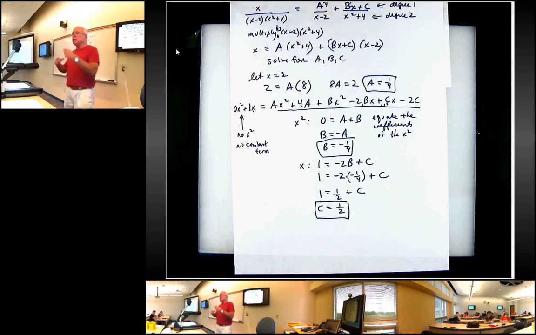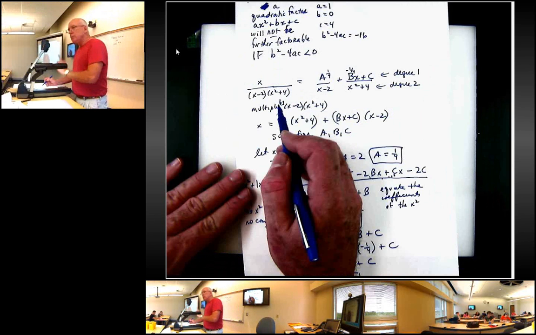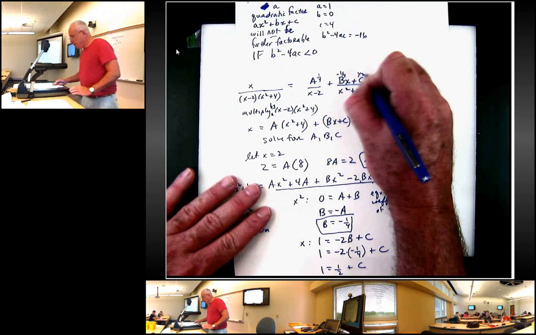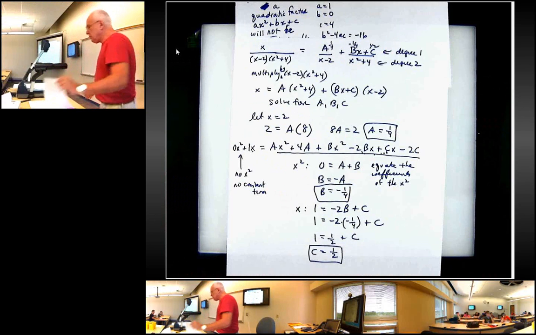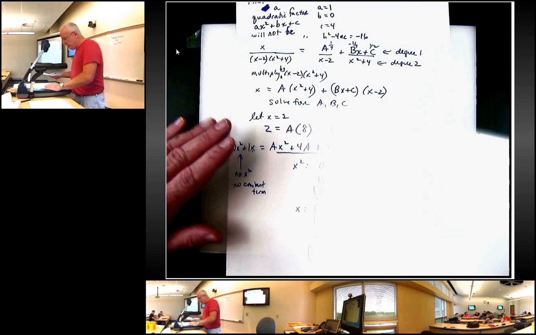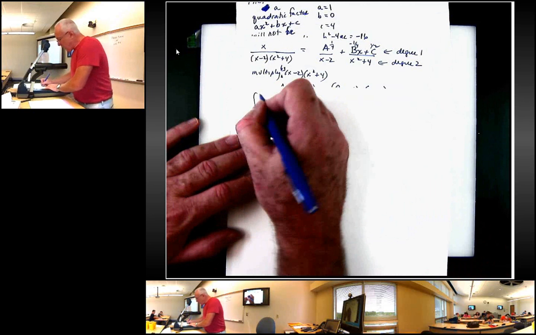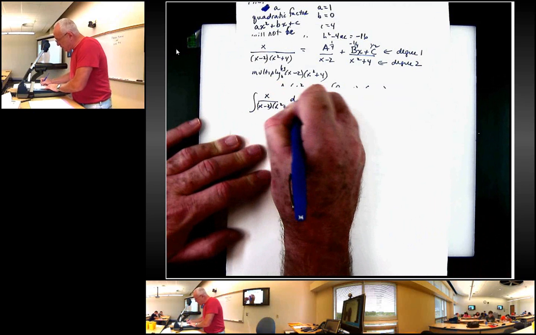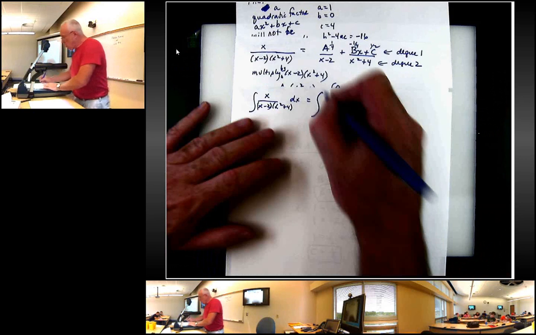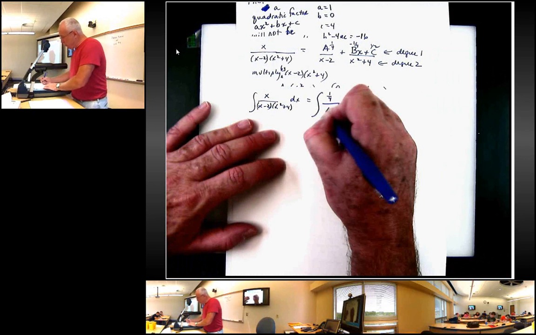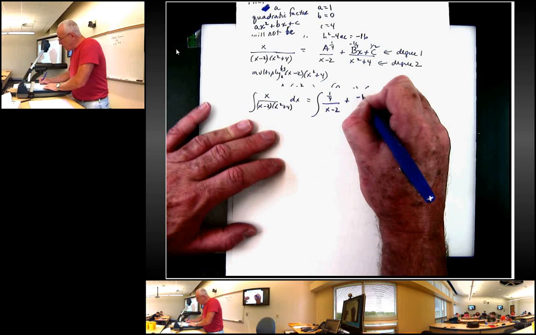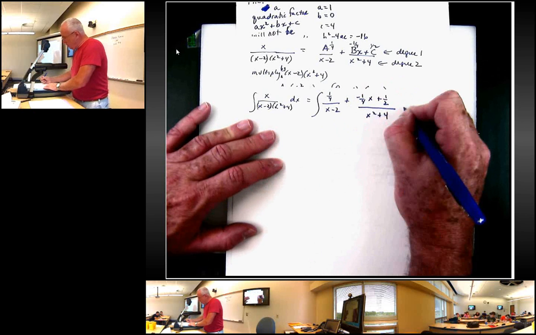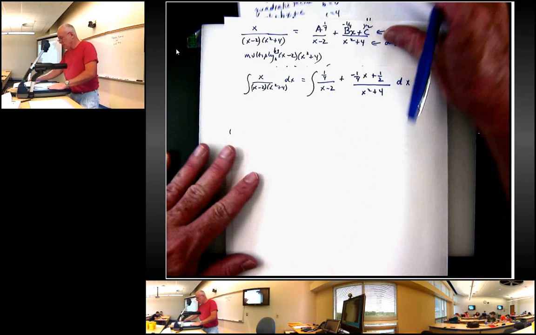So when we have these quadratic factors, it's a little bit more work getting the a, b, and c. So my c is 1/2. All right, so let's just do the integration here then. Let's rewrite what we have. Okay, so my integral of x over x minus 2 times x squared plus 4 dx can be rewritten as the following: 1/4 over x minus 2, plus minus 1/4 x plus 1/2 over x squared plus 4 dx.